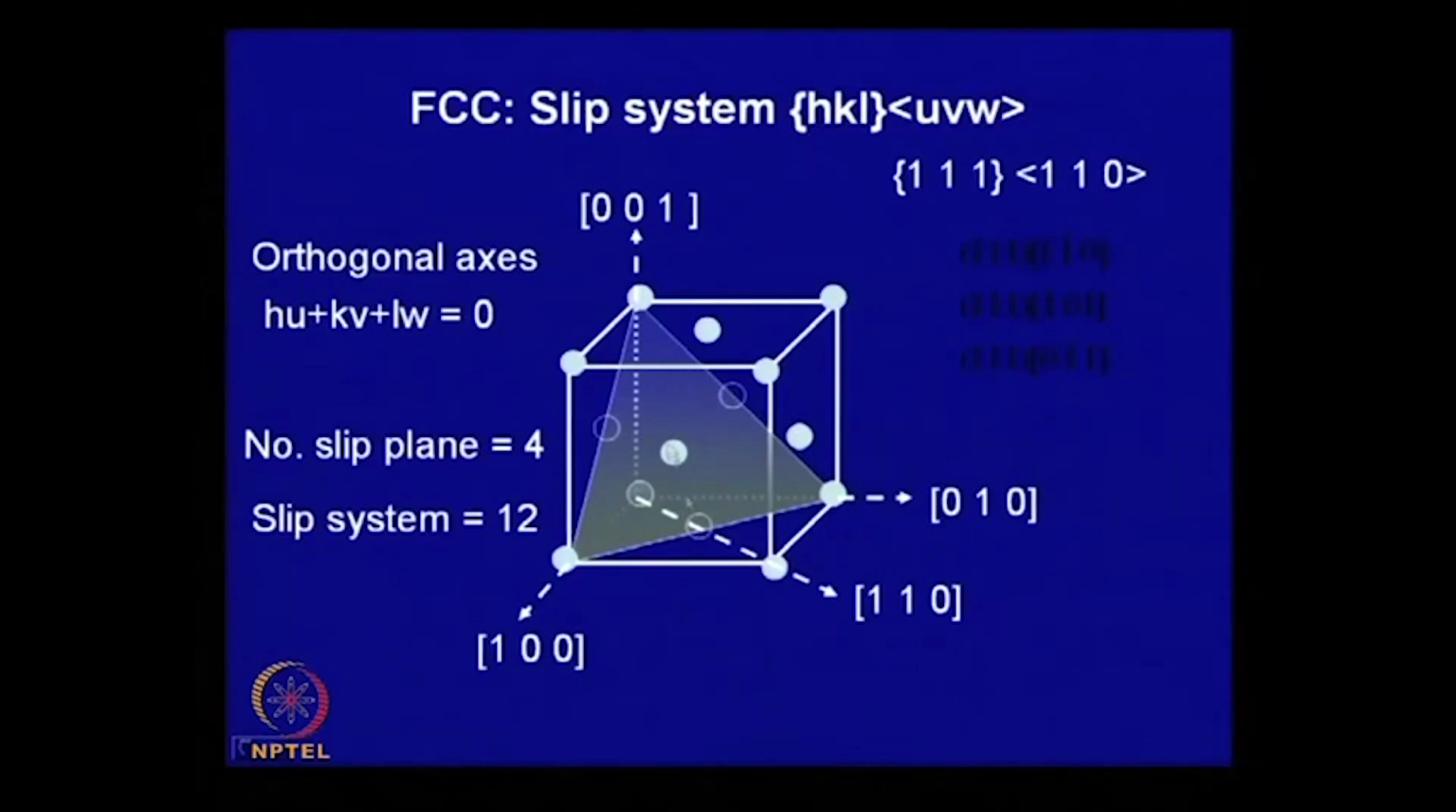Now, cubic axes are orthogonal, and in an orthogonal crystal there is a very simple relationship between the Miller indices of the plane and the Miller indices representing the direction, which is shown here: HU, KV, LW. Now, the number of slip planes here is the 1 1 1, this is the octahedral plane.